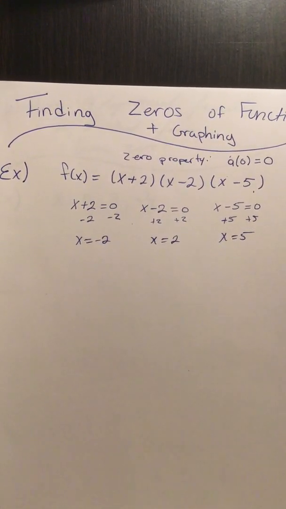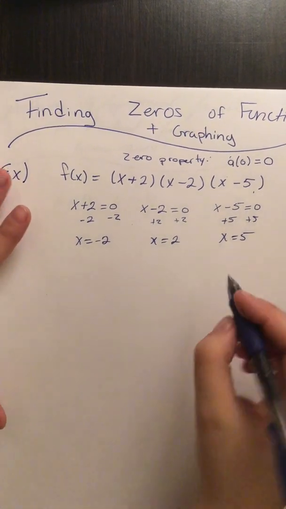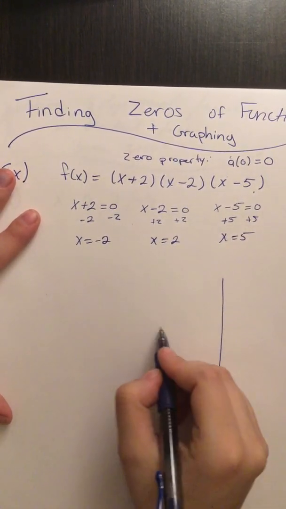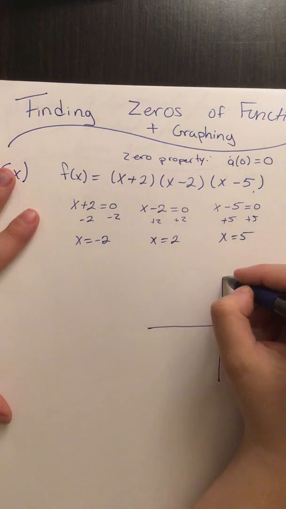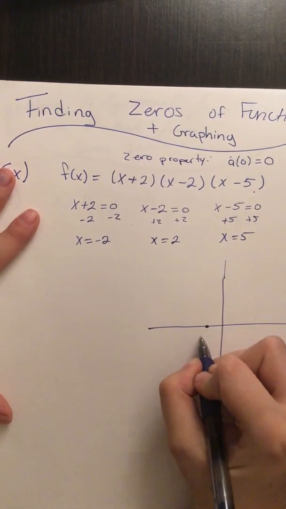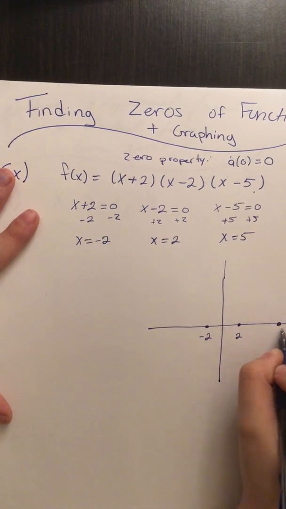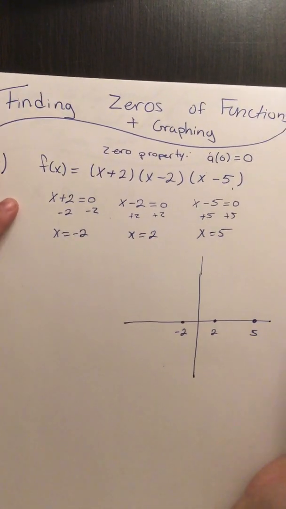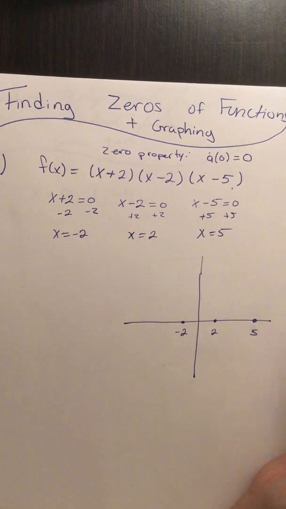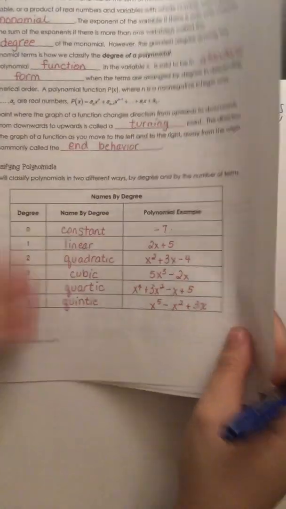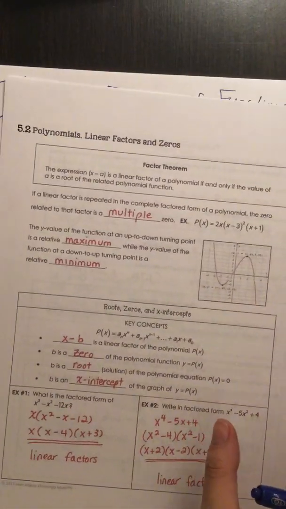Now we have to graph it. So first off, let's graph our zeros. -2, 2, and 5. So we just graphed our 3 points of our zeros. And let's go ahead and go back to our notes.